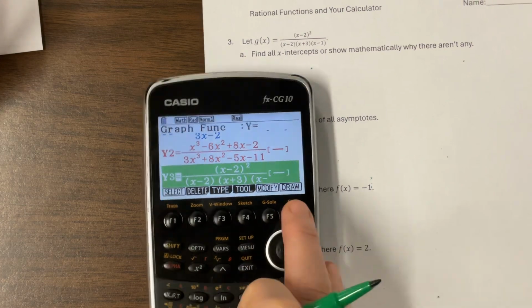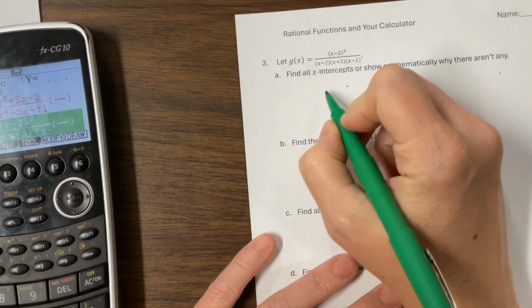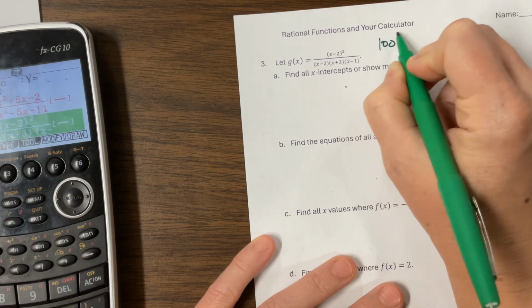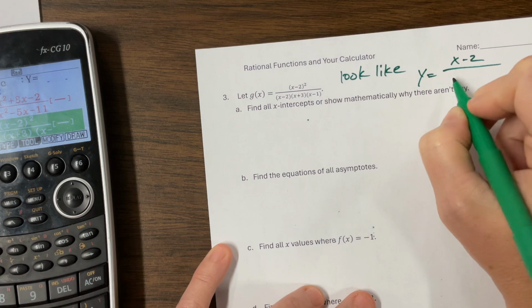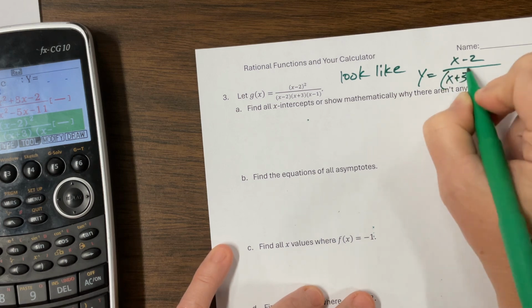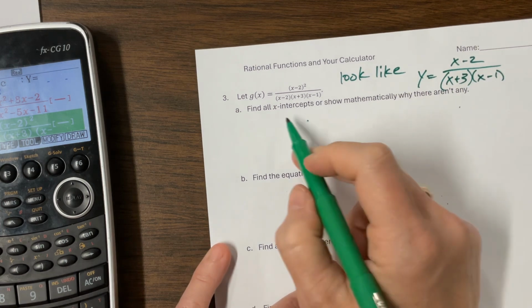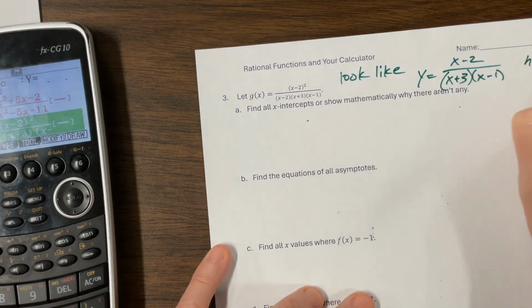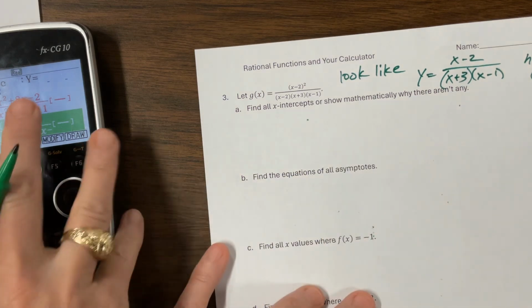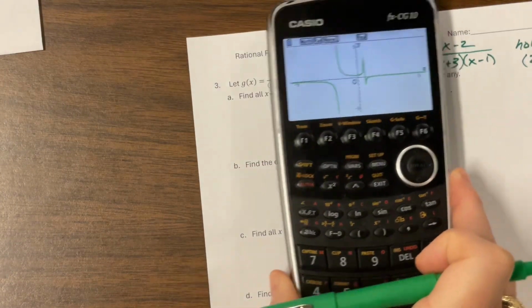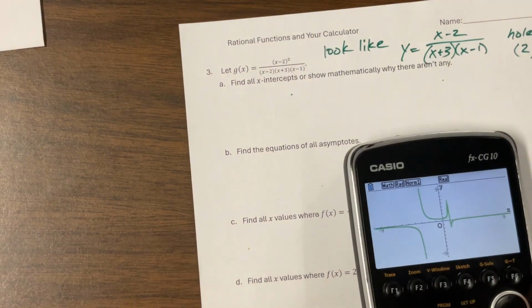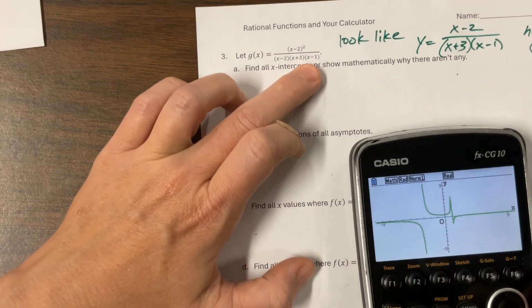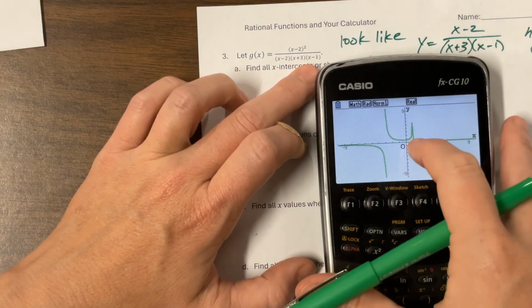But what happens here is that I have a hole. This is going to look like, is how I like to say this, it's going to look like the graph y equals x minus 2 over x plus 3 times x minus 1, with a hole when x equals 2, because that removed itself. When I plug in 2, I get 0. So what happens is when I draw this, I have a hole at 2, but I can't tell. And I have an asymptote at 1. So you're seeing this asymptote at 1, and then there's a hole at 2.